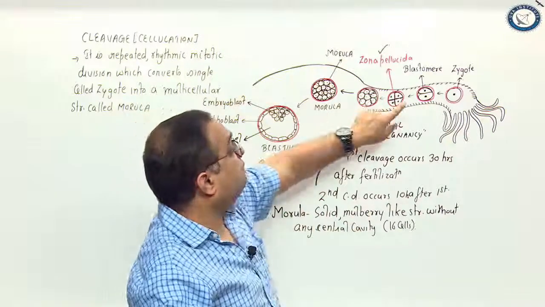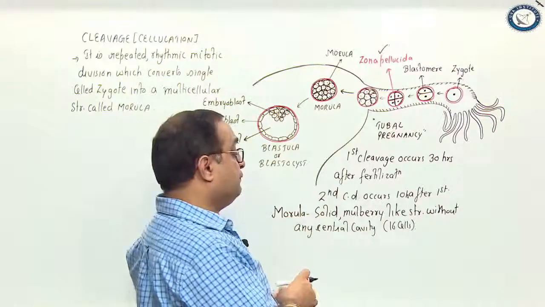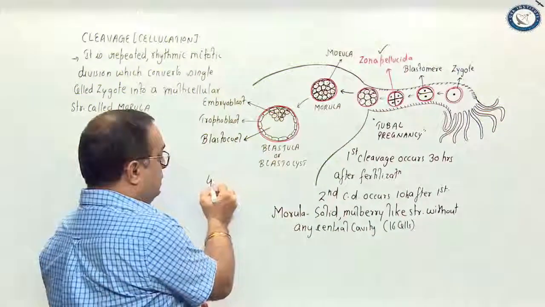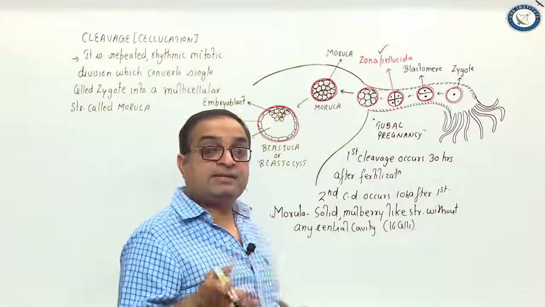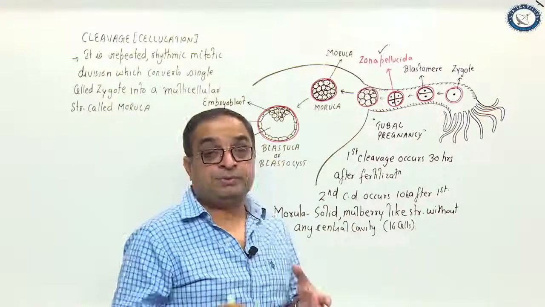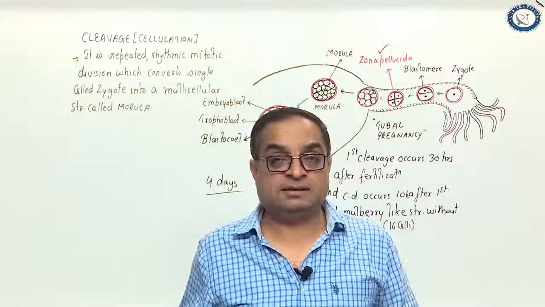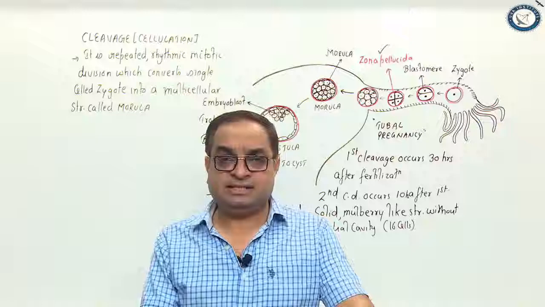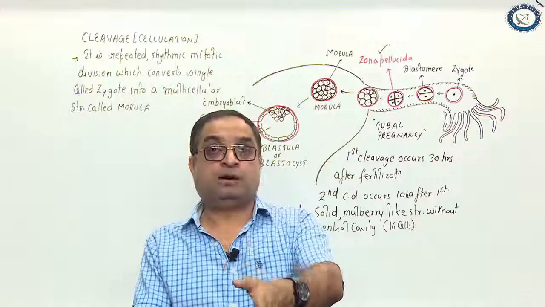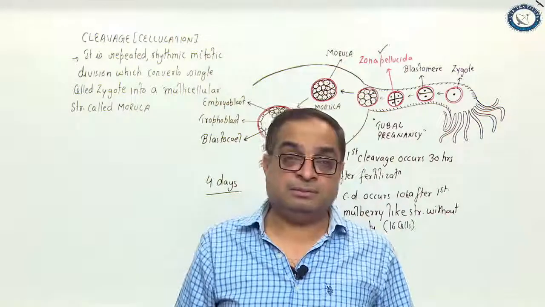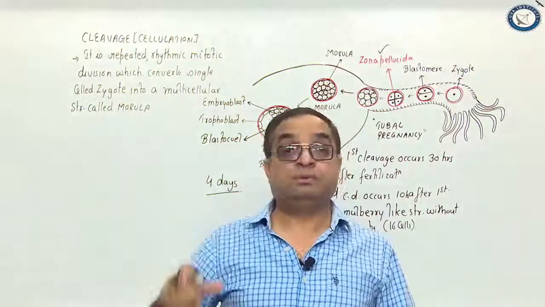So, as a result of cleavage, we get a solid mulberry-like structure that is called morula. It takes 4 days for the morula to reach the uterus. The dividing zygote takes 4 days to reach the uterus. And when it reaches the uterus, the uterus is in the secretory phase of the menstrual cycle. We know that if the cycle is of 28 days, ovulation happens on day 14, and after that, if spermatozoa are there in the female tract, fertilization will happen and zygote is formed. So, the zygote undergoes cleavage divisions and moves towards the uterus.